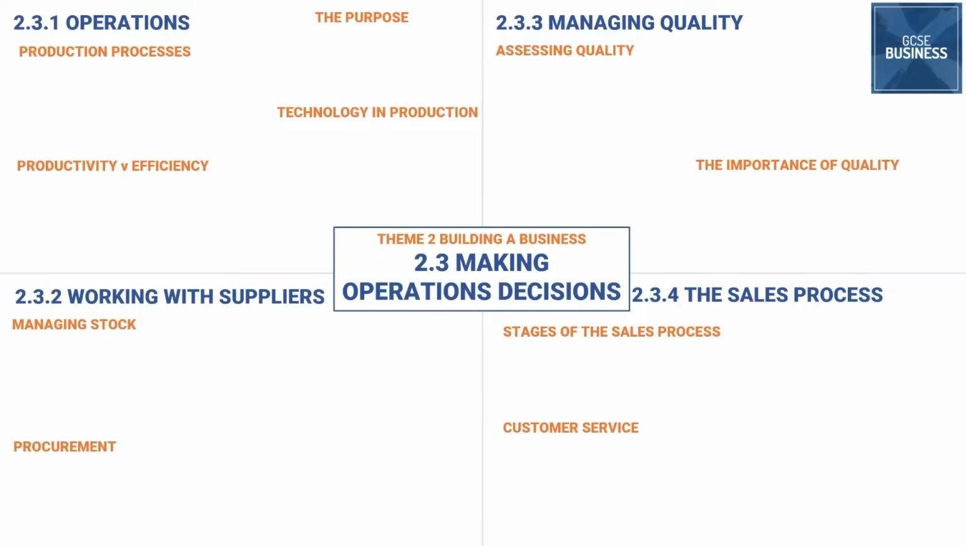So let's start with 2.3.1 operations. We're going to start with our production processes and then we'll talk about the whole purpose of operations. When it comes to production, we have three main ways in which we can produce our products. There are more than this, but these are the three that I've covered at the GCSE. So we've got job production, which is one-off production of a single unique item.